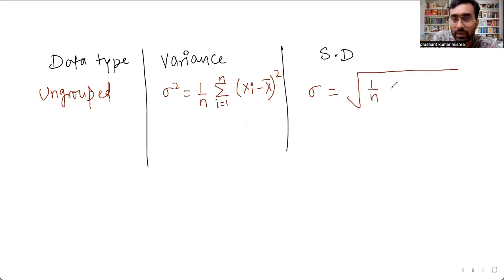That is, square root of 1 over n summation of i equals 1 to n, xi minus x bar and the whole square. Yeah, that's simple. That is ungrouped. Now, next we have grouped.